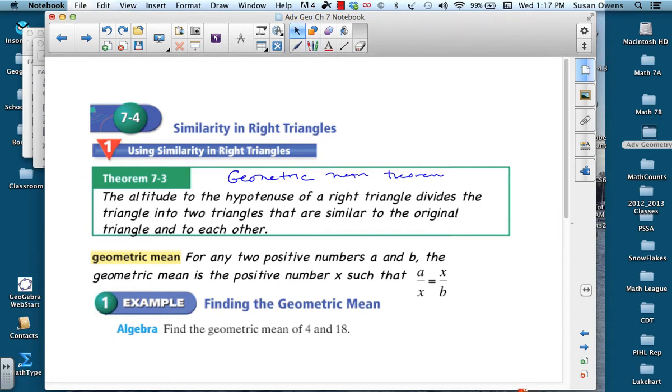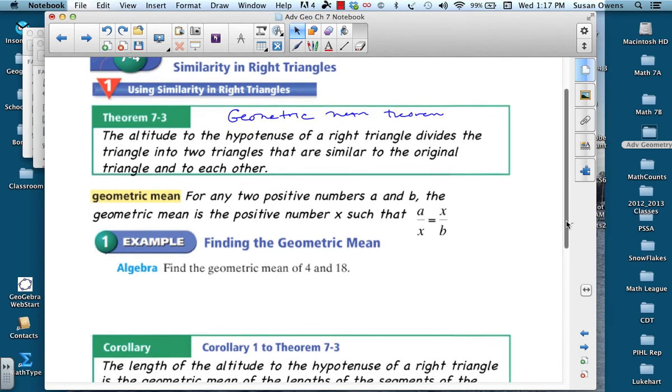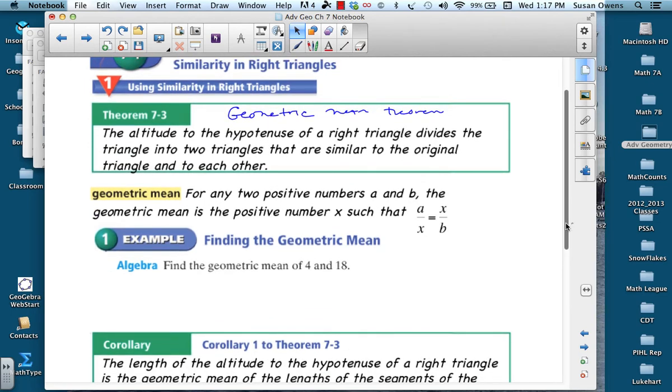And this is the definition of geometric mean. For any two positive numbers, a and b, the geometric mean is a positive number x such that a over x equals x over b.